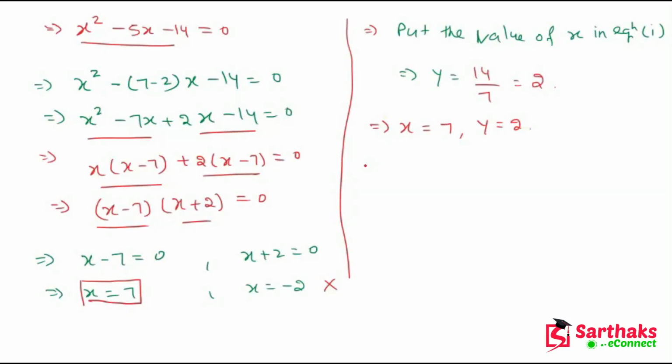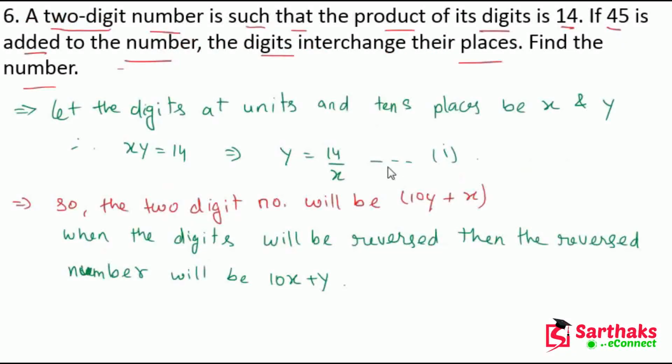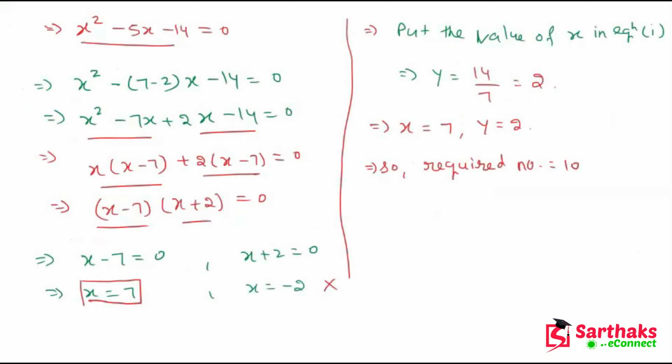So the required number is, here we are taking the 2-digit number as 10y plus x. Okay, what is 10y plus x? Here y is 2 and x is 7, so we get 20 plus 7, which is 27. Okay, I hope, my dear friend, you understand these things. So this is the answer to this question.